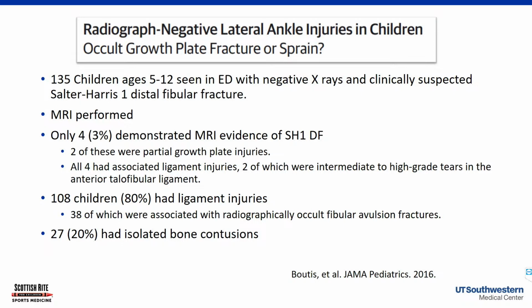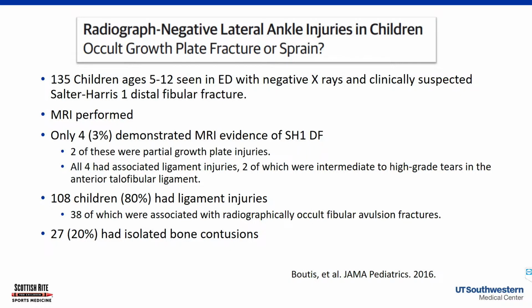And out of 135 kids, they only found that 4 of them actually had a Salter-Harris 1 fracture of their distal fibula. And 2 of those were only partial injuries. But all 4 of them still had some ligamentous injury and had some sprain involving the ATFL, or the anterior talofibular ligament. 108, or 80%, of those kids that they thought had a Salter-Harris fracture actually had a ligament injury. They had an ankle sprain, okay?